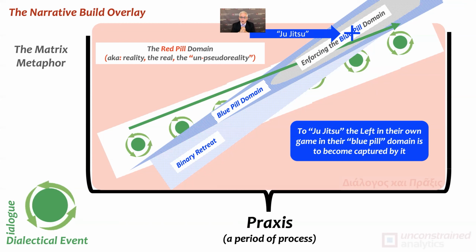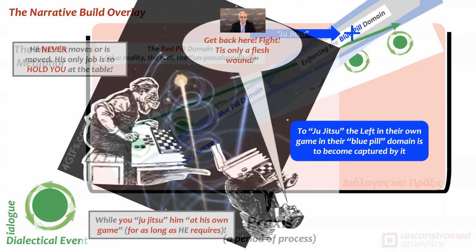To jujitsu the left in their own game, in their blue pill domain, is to become captured by it, to be rendered combat ineffective, and to become an obstacle for the red pill people you think are on your side when they're trying to fight it. But are they on your side if you are leveraging only your blue pill understanding of the nature of events?